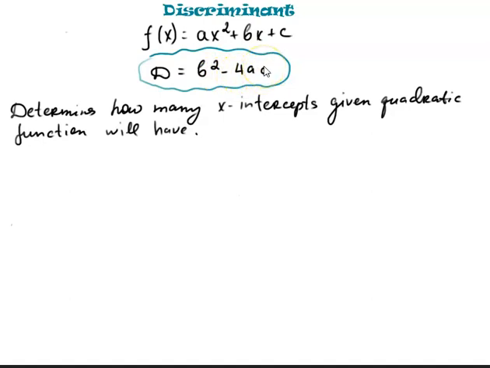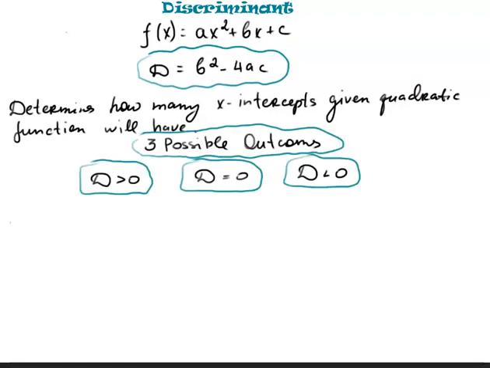So when you find the discriminant, you will know how many x-intercept points your given quadratic function will have. Because the discriminant is a number, it will have three possible outcomes. It's going to be greater than 0, in case the number is positive. It's going to equal 0 in case the discriminant turns into 0. And then it's going to be negative if the discriminant turns out to be less than 0.